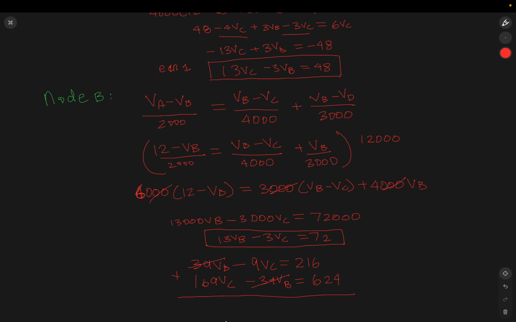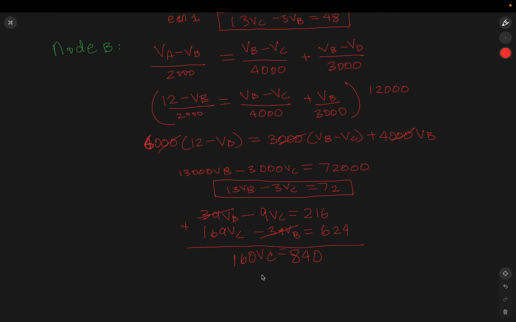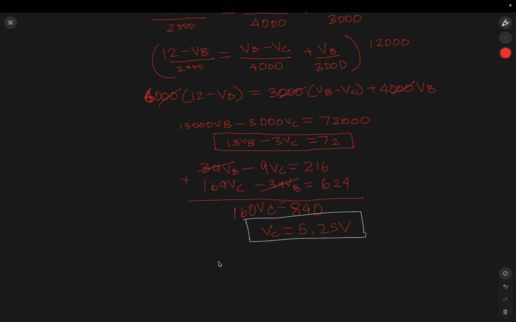And now I just added both of the equations to solve for VC. And I got 160 VC is 840. So then VC is equal to 5.25 volts. Remember your units. So this is our first result. And now we can find our VB using this, and we find that VB will be equal to, if you go through the algebra, you will get VB equals 6.75 volts.